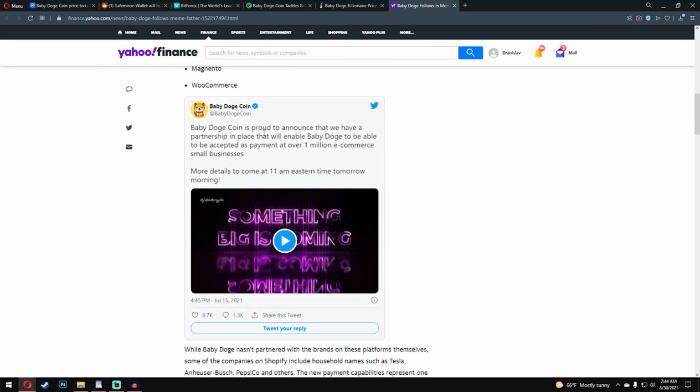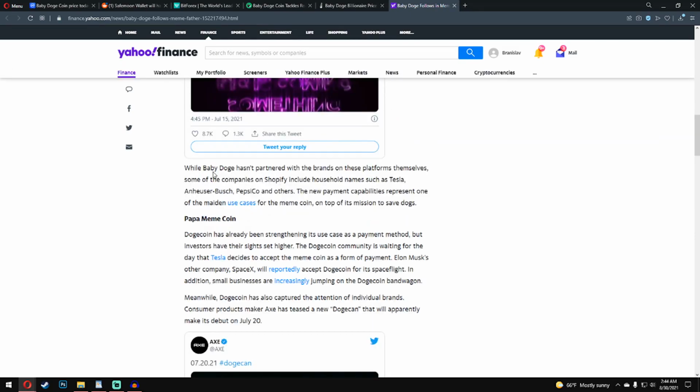Here we can see the Baby Dogecoin Twitter post. Baby Dogecoin is proud to announce that we have a partnership in place that will enable Baby Dogecoin to be accepted as payment at over 1 million e-commerce small businesses. More details to come at 11 Eastern time tomorrow morning. While Baby Dogecoin hasn't partnered with the brands on the Shopify platform to date, some of the companies on Shopify include household names such as Tesla, PepsiCo, and others.